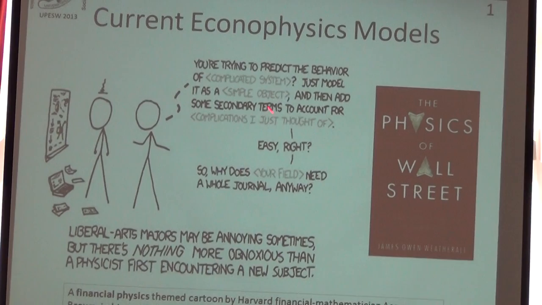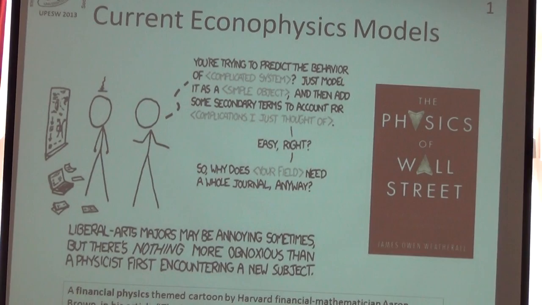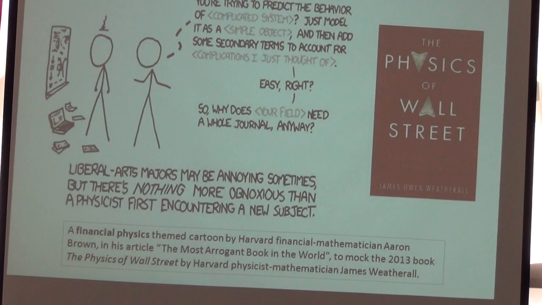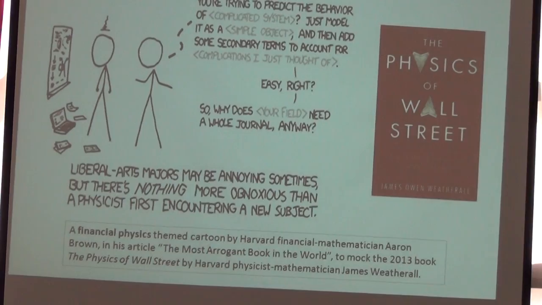So here's an example here, James. The cartoon here is actually found online in the 2000 article by American financial mathematician Aaron Brown. This article is titled The Most Arrogant Book in the World, which he says this book is. So what we want to do here is explain to you how you want to school yourself a little bit before you end up writing arrogant books.